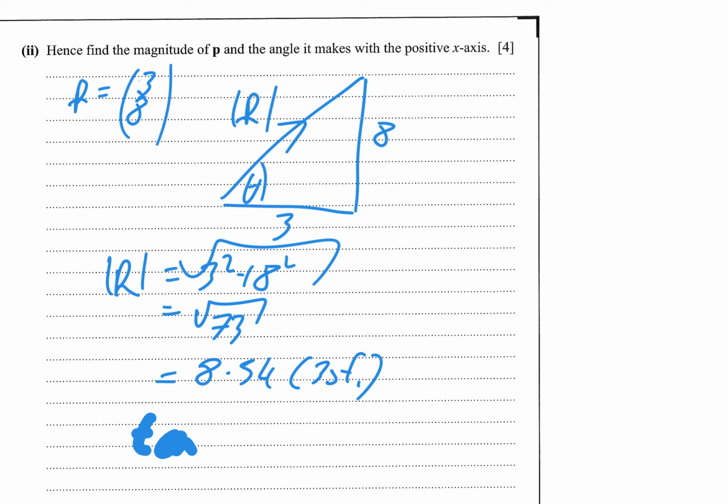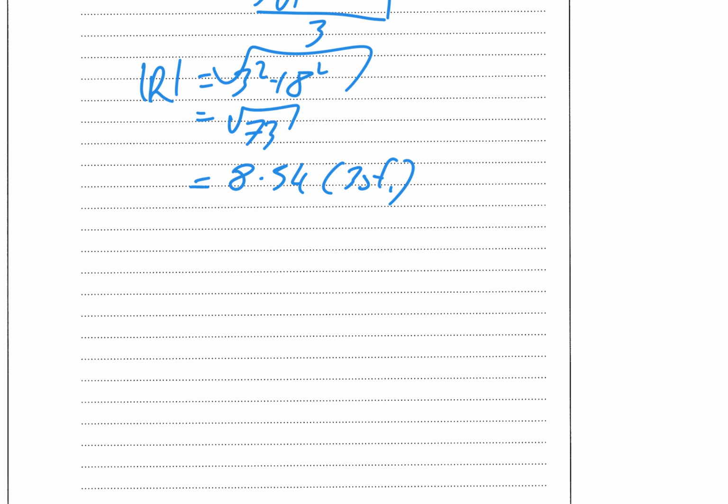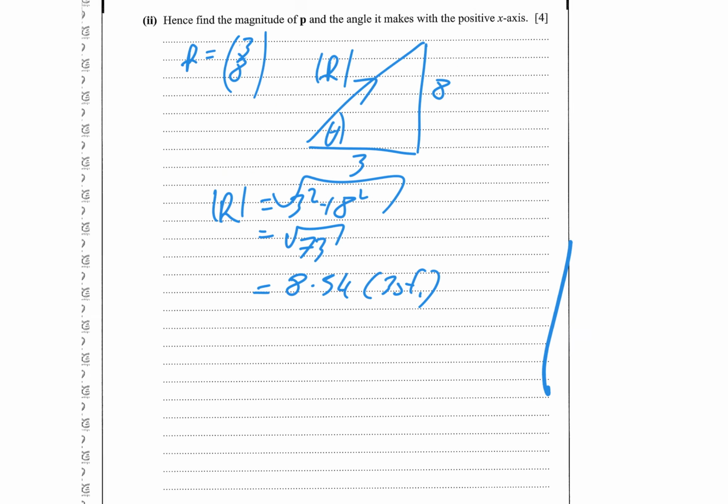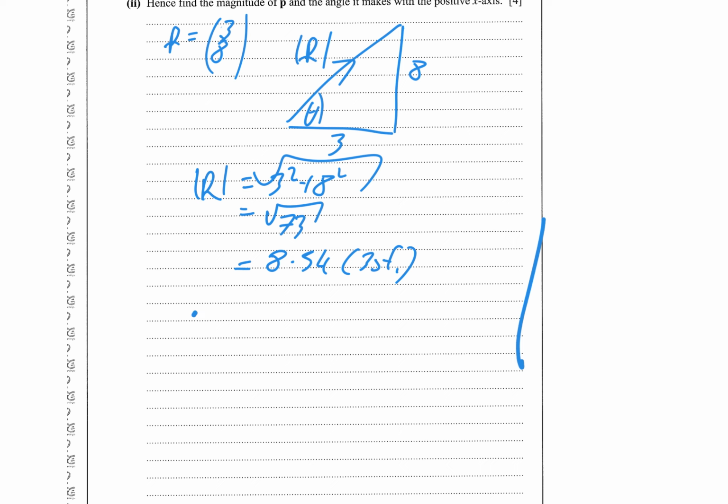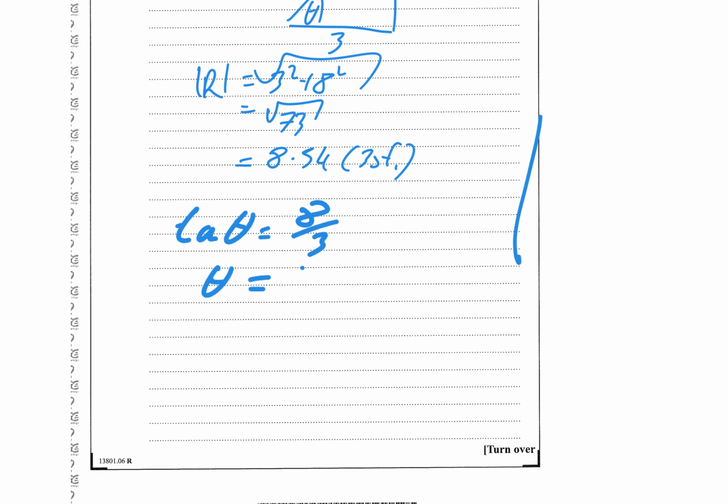Next we've got to find our angle theta. Using SOHCAHTOA, tan theta is equal to 8 over 3, which means theta is equal to tan to the minus 1 of 8 over 3. That is equal to 69.4 degrees, which is 3 significant figures, or 1 decimal place, whichever way we want to set it.